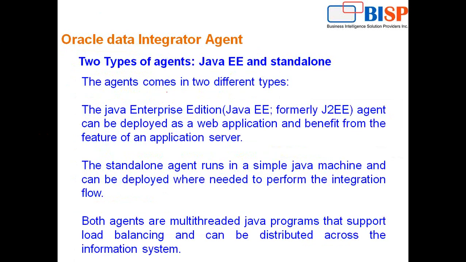So basically there are two types of agents with ODI. I will explain this in an upcoming session. In short, I can tell you, one is the Java EE agent, which is called the J2EE agent, and one is the standalone agent. Both agents are multi-threaded Java programs that support load balancing and can be distributed across the information system.